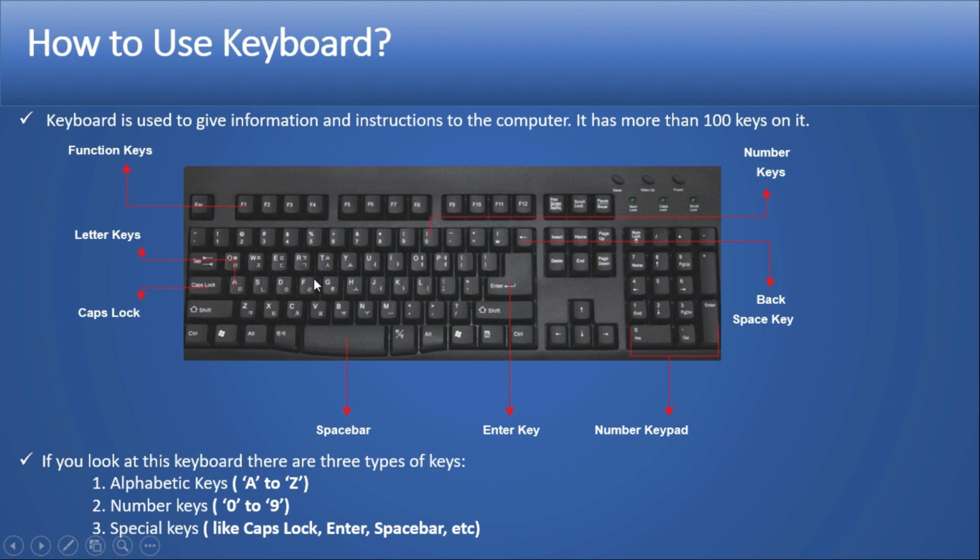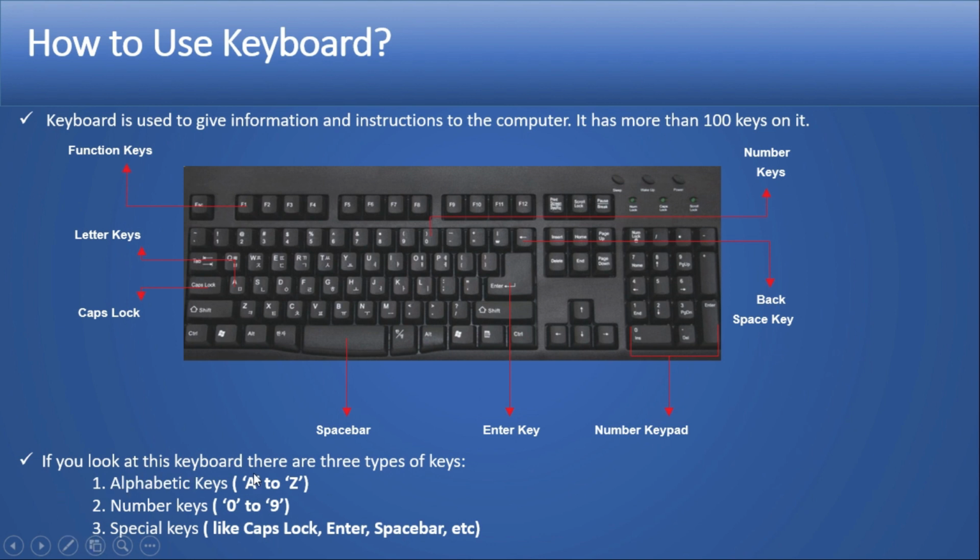So children, now let us see what are the keys present on the keyboard. Function keys. So children, on the top of the keyboard, we will be finding function keys from F1 to F12. And these are the letter keys, also called alphabetic keys. Caps lock, space bar, and this is enter key. Number keypad, this is backspace key. And these are number keys. So children, we will be learning more about these keys further.